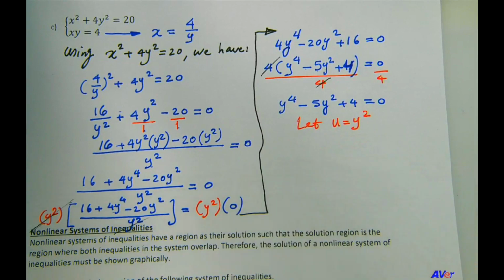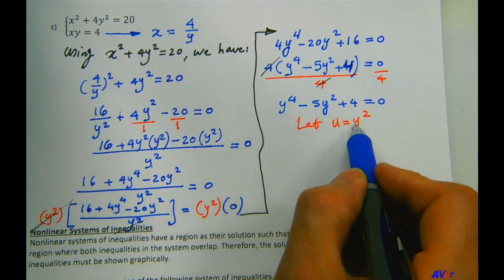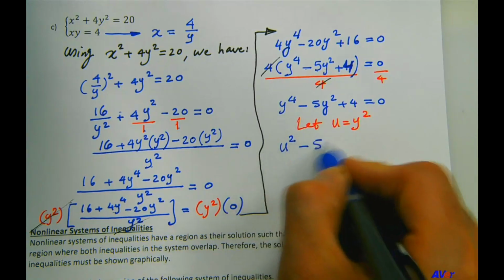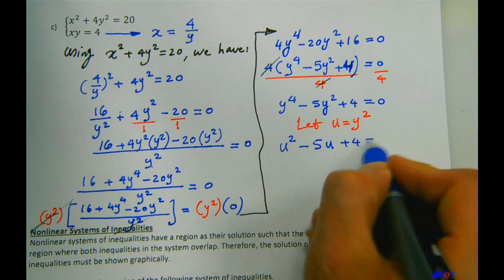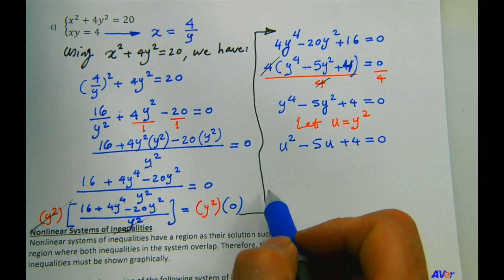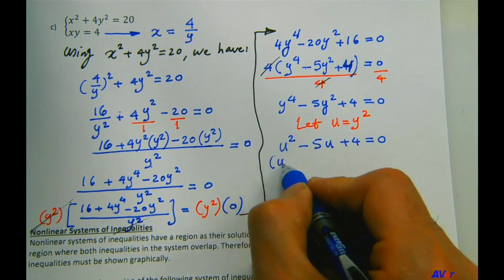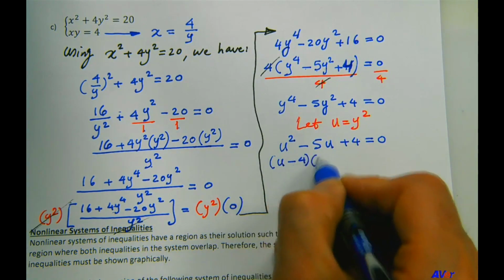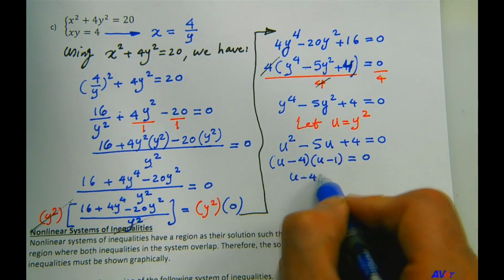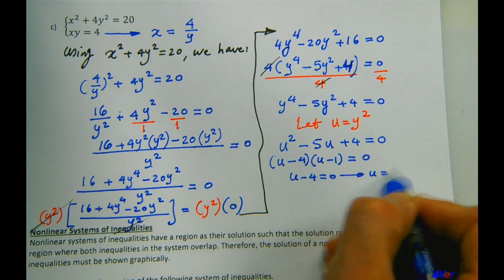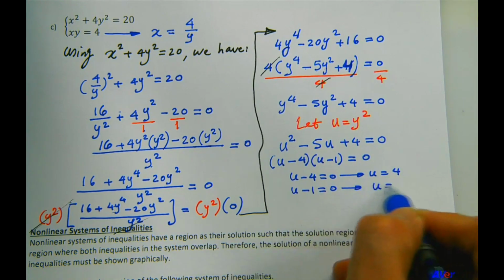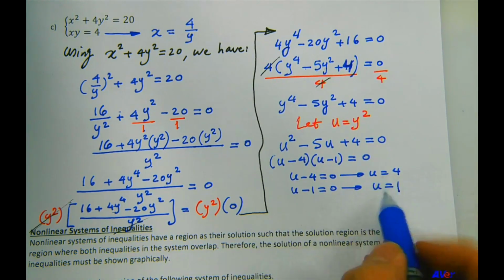So we're going to end up with, if U equals y squared, then y to the 4th is U squared minus 5u plus 4 equals 0. Well, this is a very easy equation to factor, right? So U minus 4 times U minus 1 equals 0. U minus 4 equals 0, that means U equals 4. And U minus 1 equals 0, that means U equals 1. Okay, so are we done?